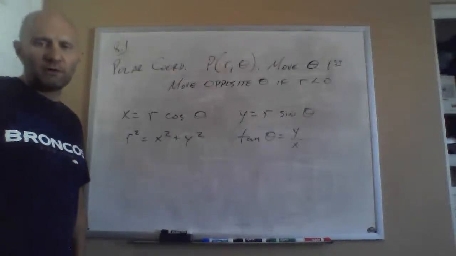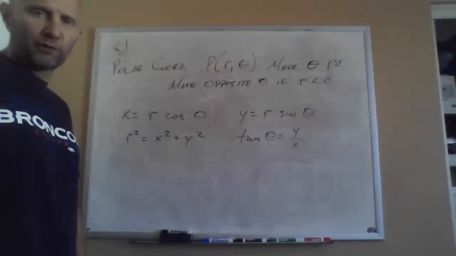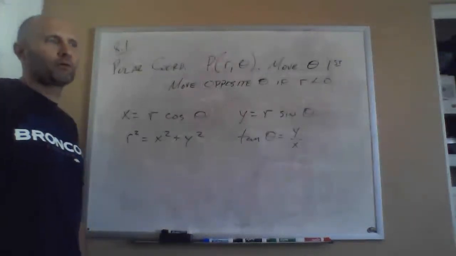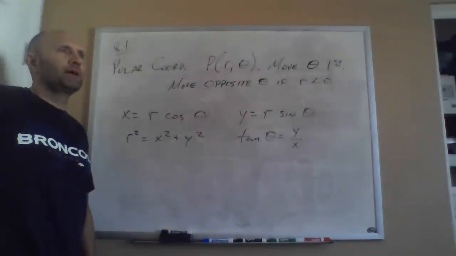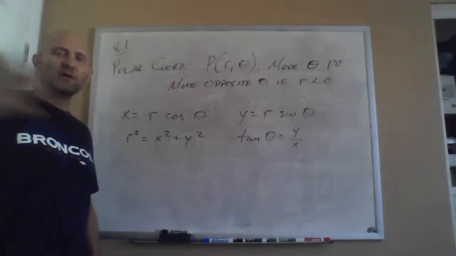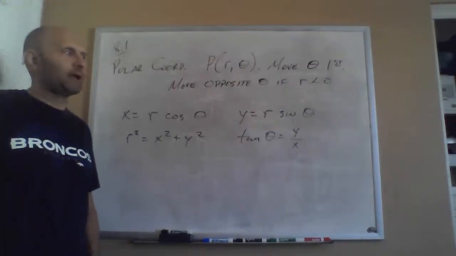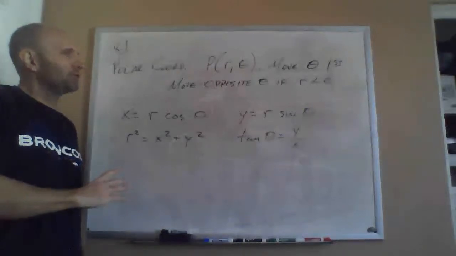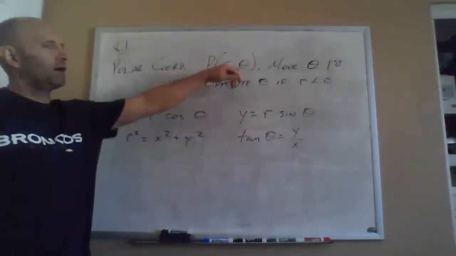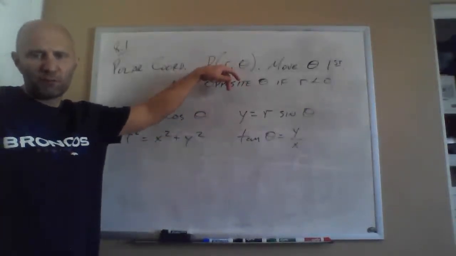But anyways, 8.1, so we switched to polar graphing. With rectangular coordinates, it's our x and y. How many units left or right? How many units up or down? With polar graphs, we're dealing with r and theta. Radius, how far out from the center?